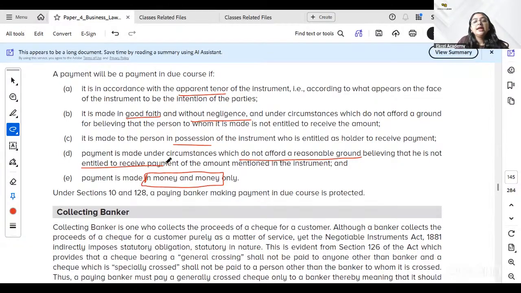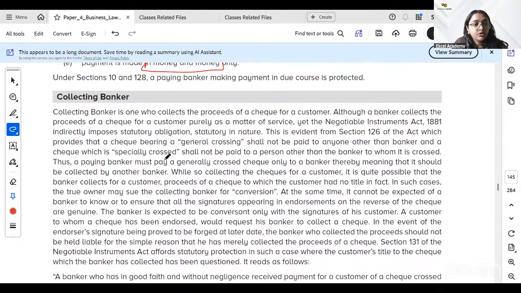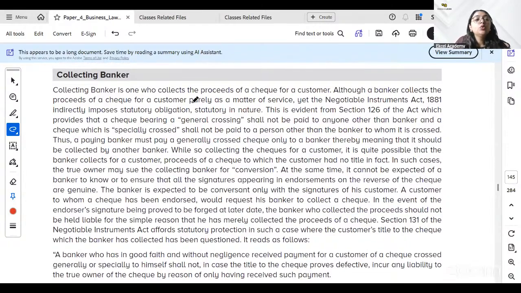All right. Next up is the collecting banker. The collecting banker is the one who collects the proceeds of a check for a customer. So basically the payee's or the holder's bank is the collecting banker. The Negotiable Instruments Act imposes a statutory obligation, that is, a generally crossed check shall not be paid to anyone other than a banker, and a specially crossed check only to that banker.